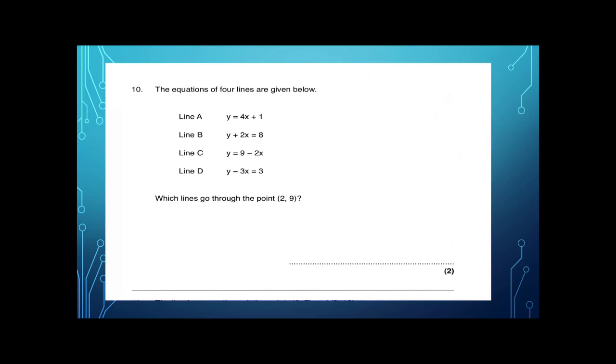Okay, and we have 4 lines. Which lines go through (2, 9)? So don't forget what this is. This is an x value of 2 and a y value of 9. And if we take line A, which is y = 4x + 1, let me just draw a box here. If we have an input of x and an output of y, what we're meant to do is multiply by 4 and then add 1. Now, if we notice the input is 2, 2 times 4 is 8, add 1 is 9. Does it go through (2, 9)? Yes, it does.